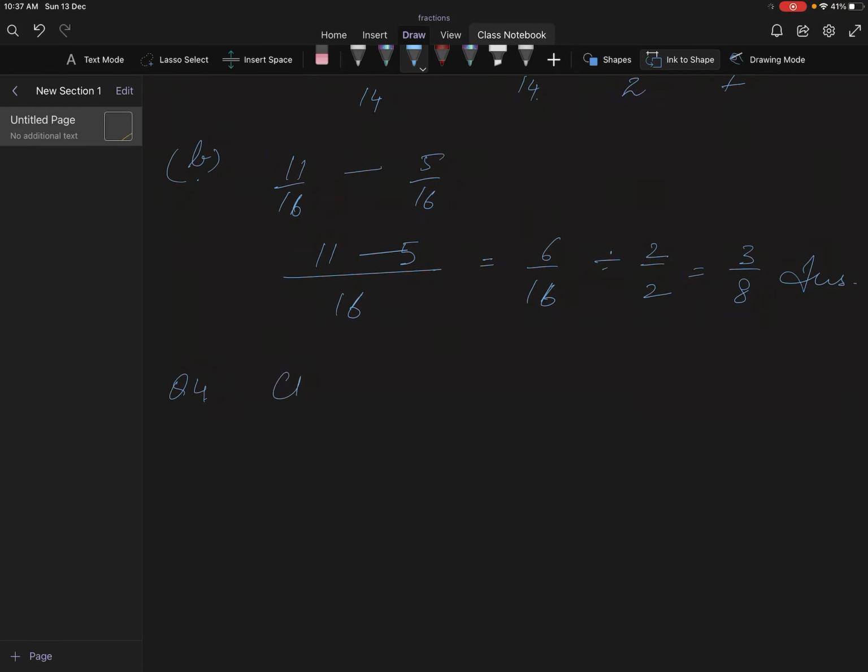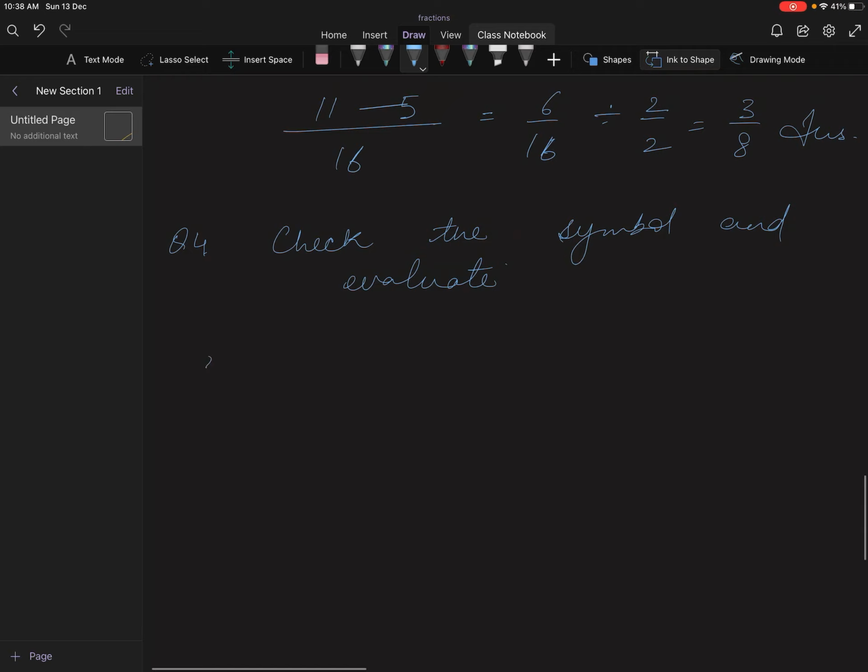Next question. Check the symbol. It may be addition, it may be subtraction. And evaluate. Evaluate means find the answer. 11 upon 16 minus 3 upon 16. Like fractions, 16 is my denominator. 11 minus 3, 8 upon 16. I will by myself reduce to lowest term, 1 upon 2.